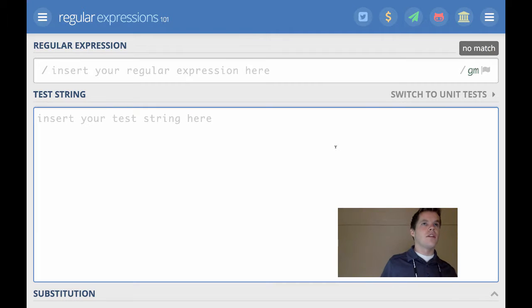Okay, so we're going to go ahead and get started. It's 4 o'clock. So this is Regex101, and hopefully you're in the right place. So we're going to jump right in.